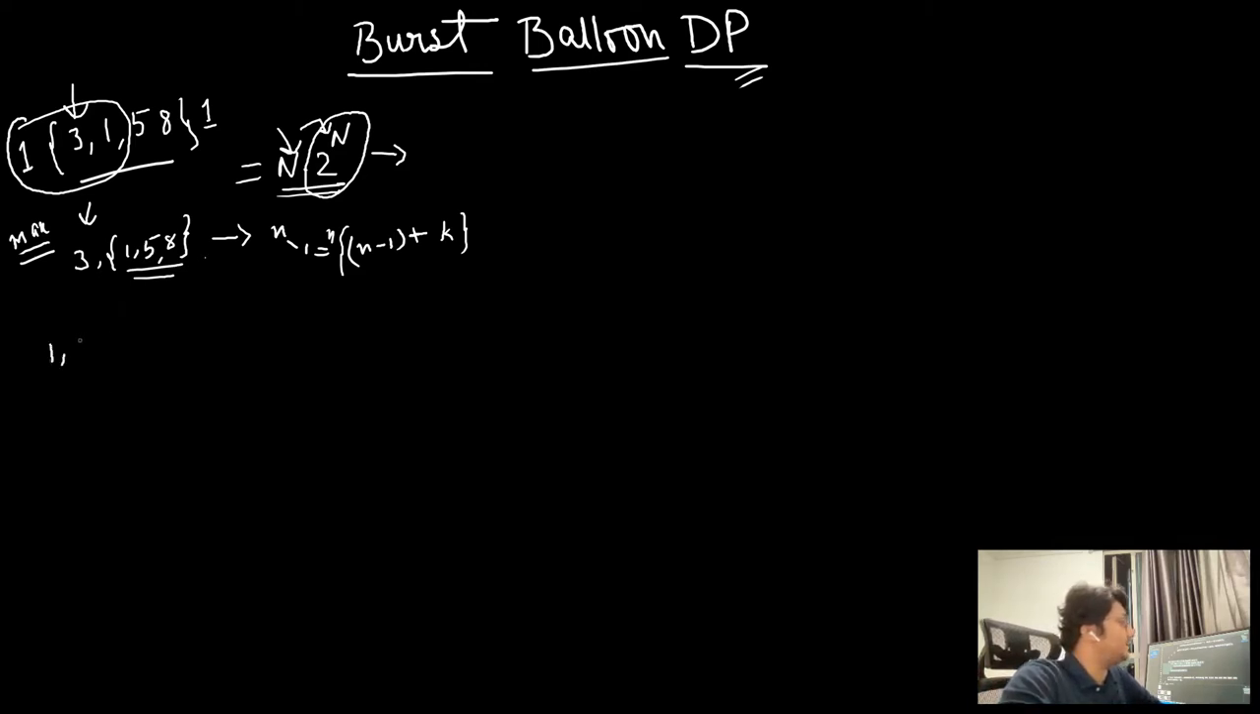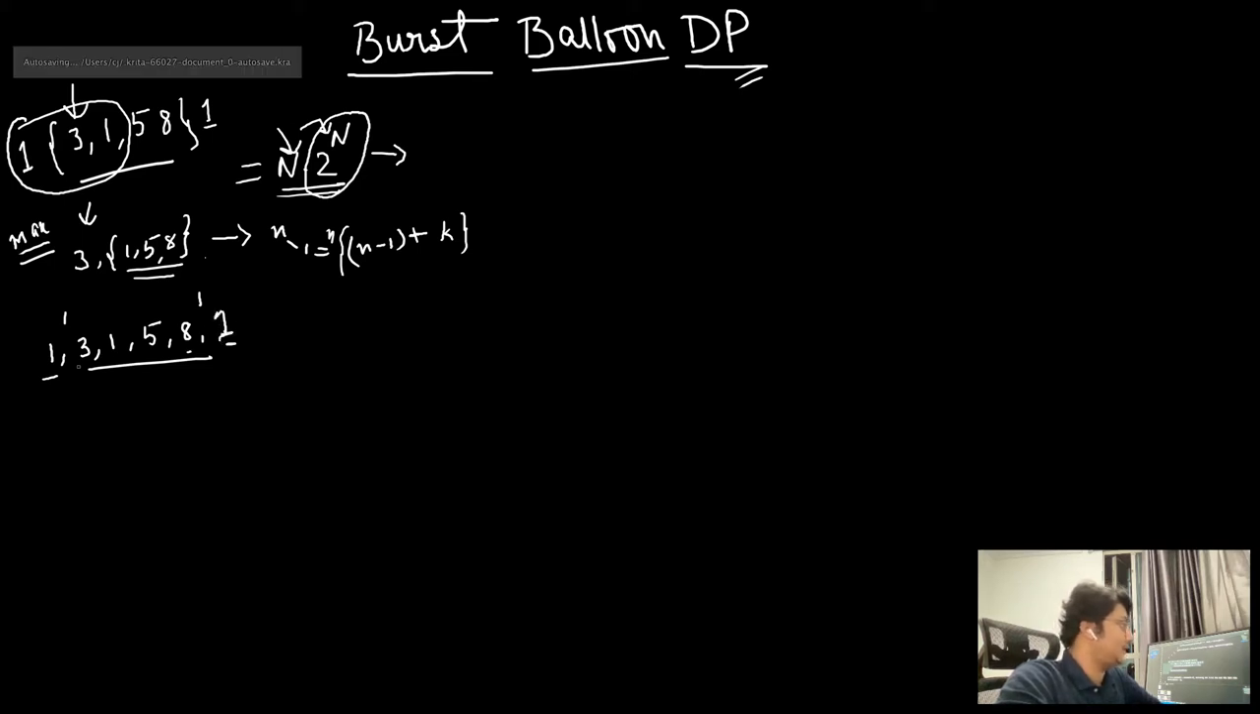Okay, so now let's take the example 1 3 1 5 8 and 1. Remember that our original input is from here to here, only this part. We have added two other ones just to simplify the problem, because if you pop the balloon at the end point, there is no other balloon on the right side, so that's why we added this sentinel balloon.